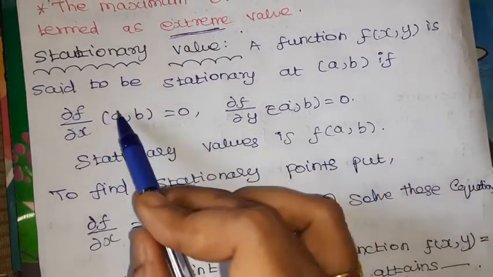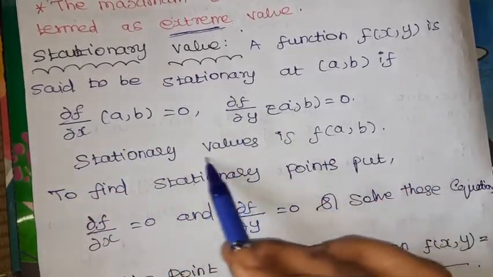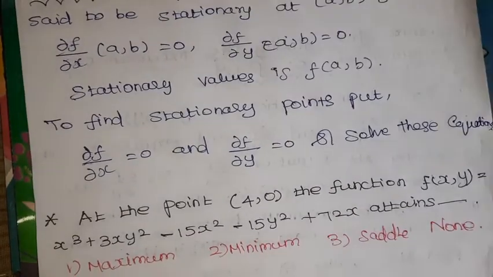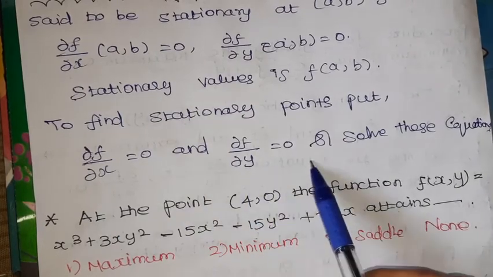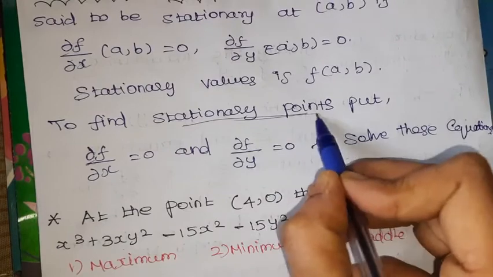At some points this will be equal to 0. So, that point is the stationary point. How to find the stationary points? Simply equate dou f by dou x equal to 0 and dou f by dou y equal to 0 and solve these equations, and we can find the stationary points.